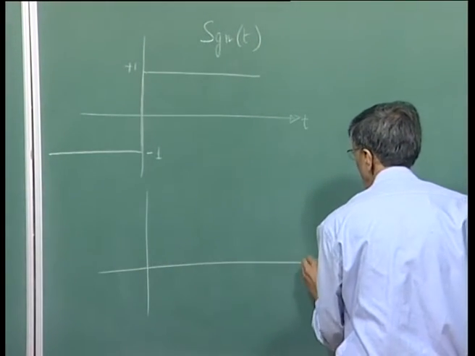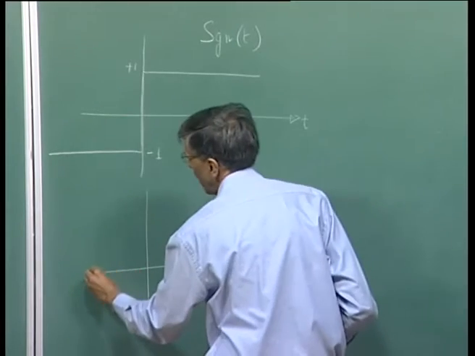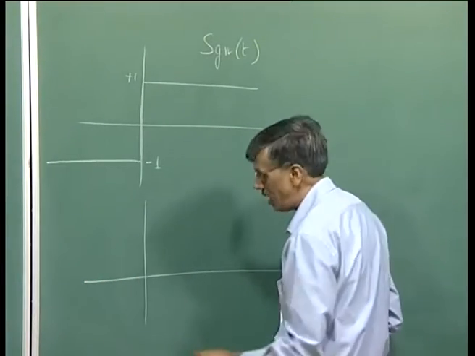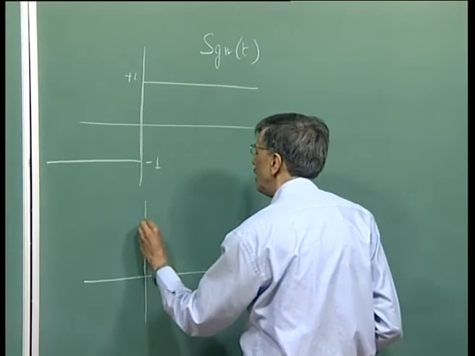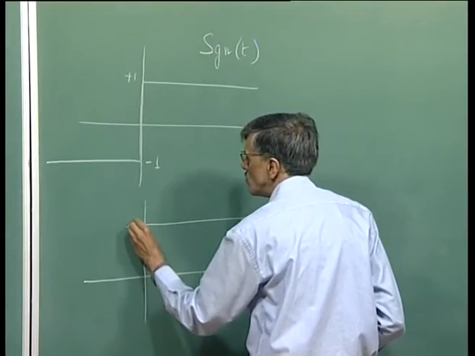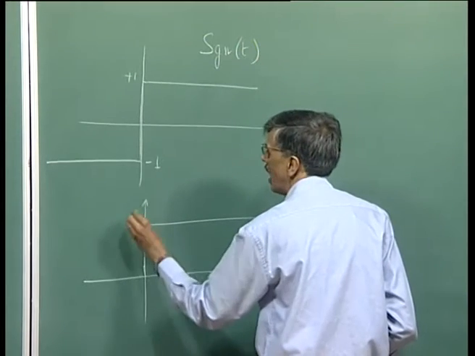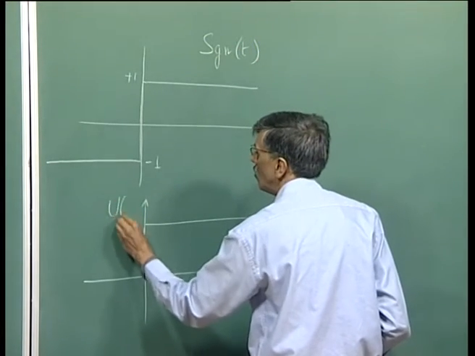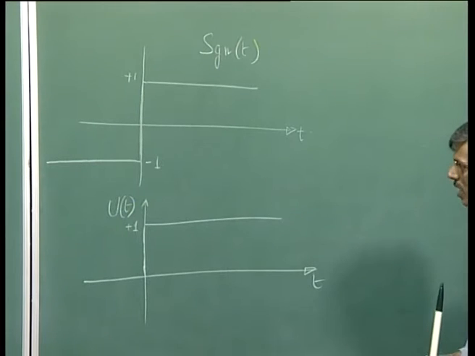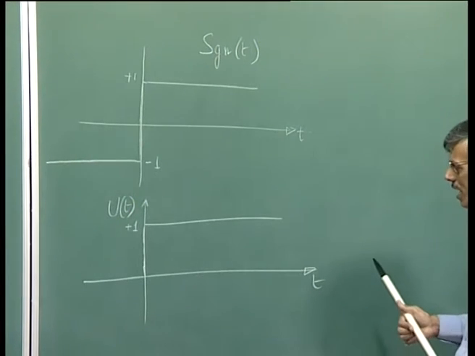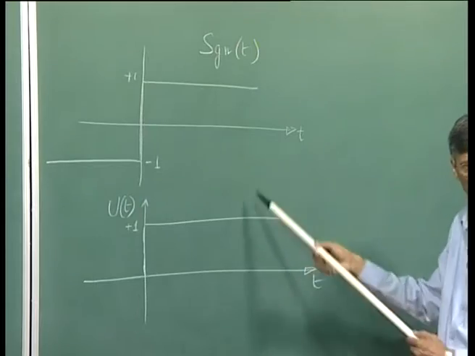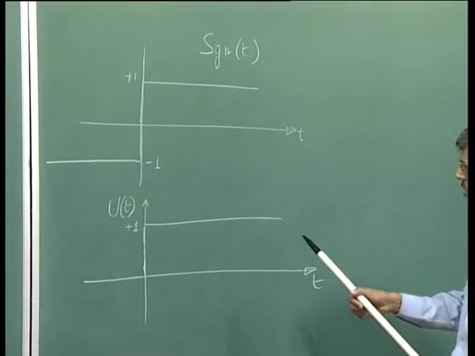You also know that the Heaviside function is 0 for all negative arguments, then it becomes 1, and we are calling this function u of t. Now, you can see that these two are somewhat related.